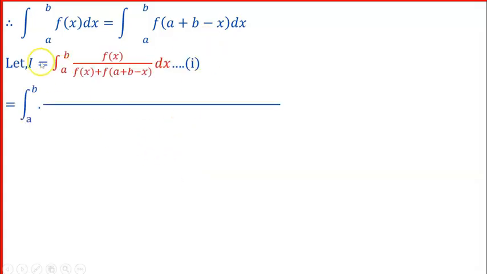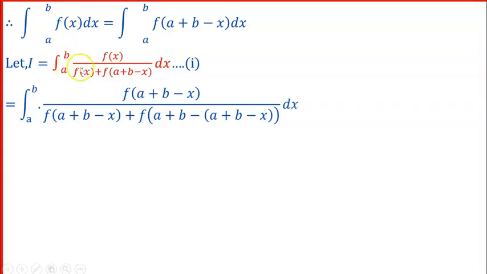This is the first one. We have to evaluate this integration. I is equal to the integral from a to b of f of x upon f of x plus f of a plus b minus x, dx. With the help of this formula, we will replace this f of x by f of upper limit plus lower limit minus variable. That is, f of x is replaced by f of a plus b minus x. Again, this f of x is replaced by f of a plus b minus x.